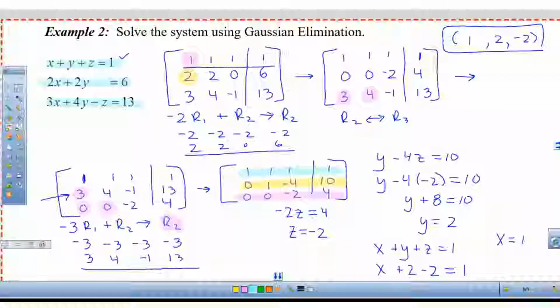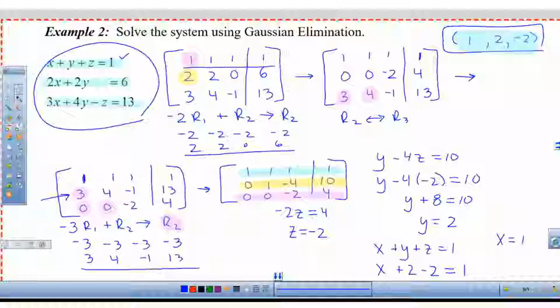Yes, honey? Sorry, so when you're checking, where did you get those numbers from? I got these numbers from my answer, and then I plugged it into every one of those equations. Are you okay? All right.